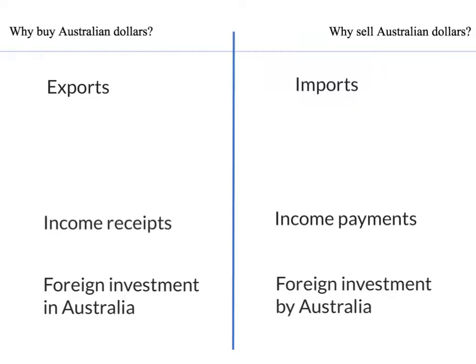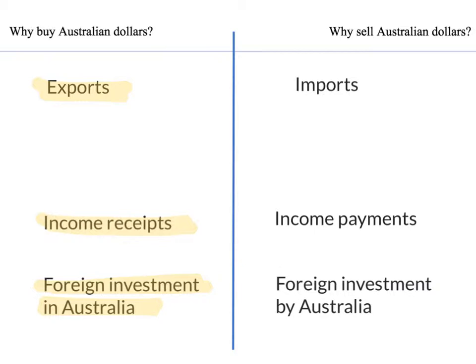Just a reminder from last time, there are three reasons why someone overseas would sell their currency, like euro or yen, and buy Australian dollars. The first reason, they want to buy Australian goods or services. They want to buy some exports from Australia. Second reason is that they want to pay an Australian some income, maybe a dividend that they have to pay to an Australian shareholder. It's Australian income receipts. Thirdly, they may want to buy an Australian asset. That's foreign investment in Australia.